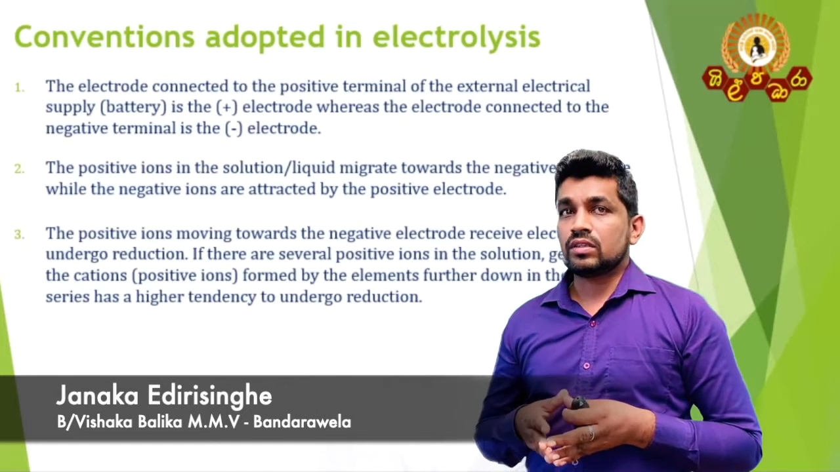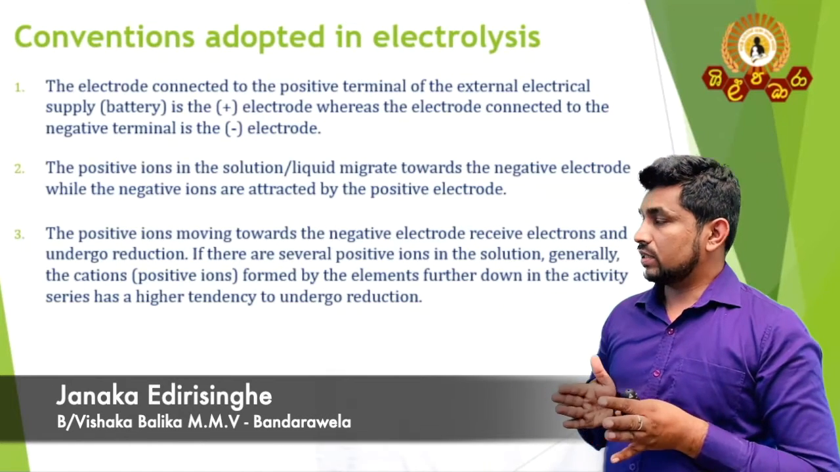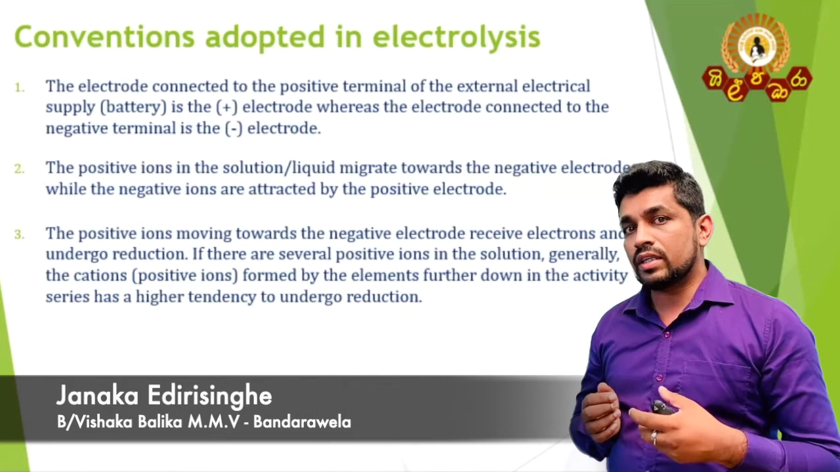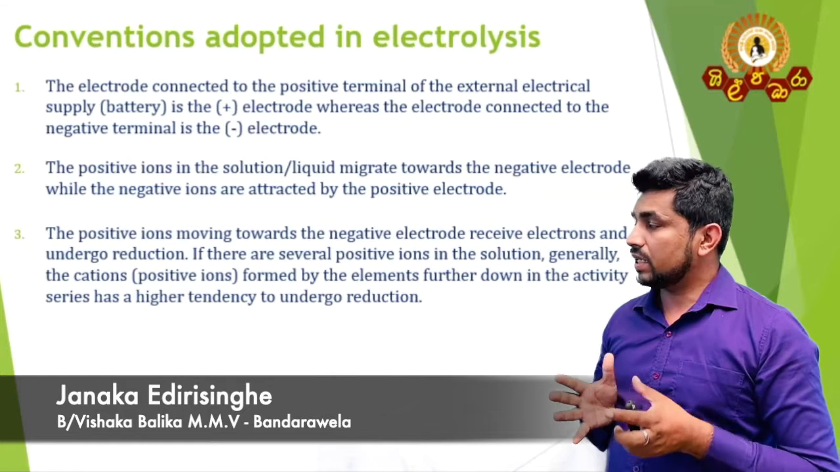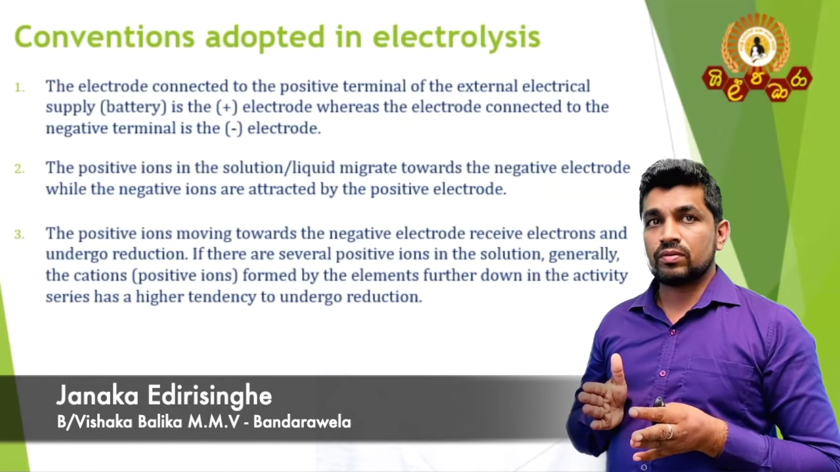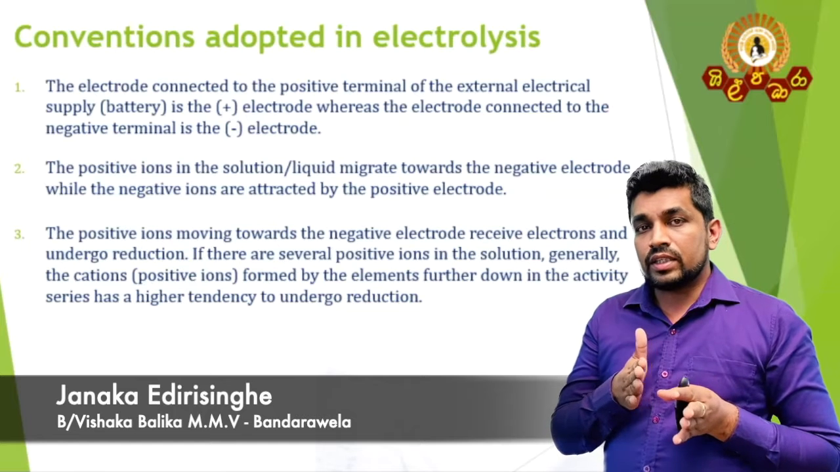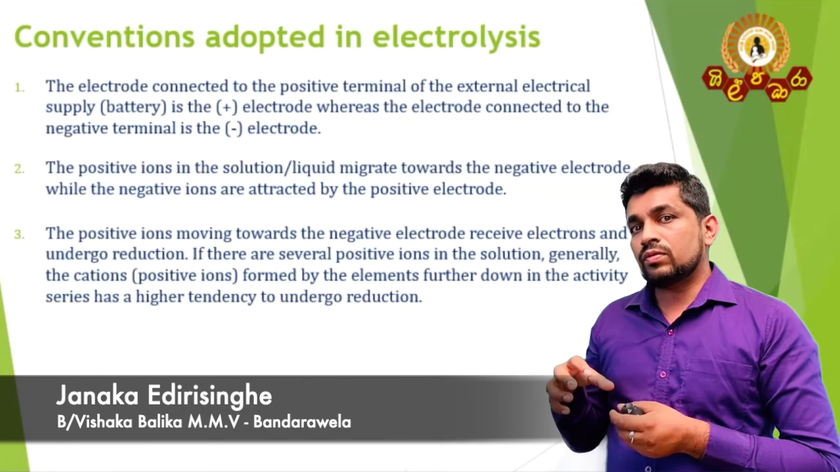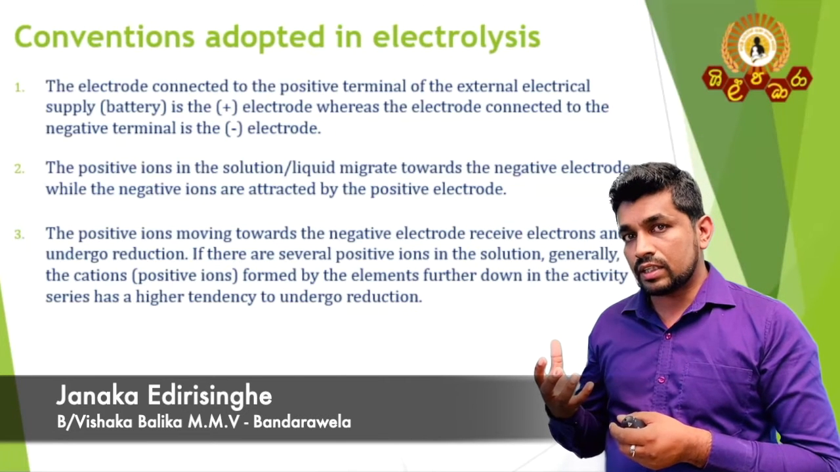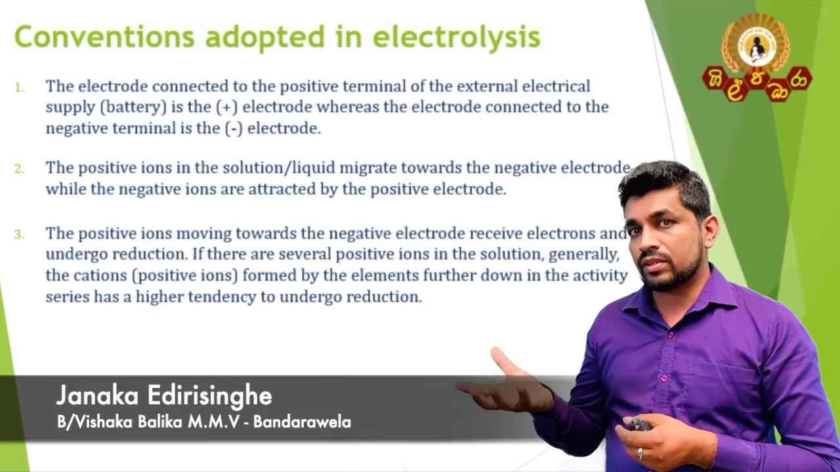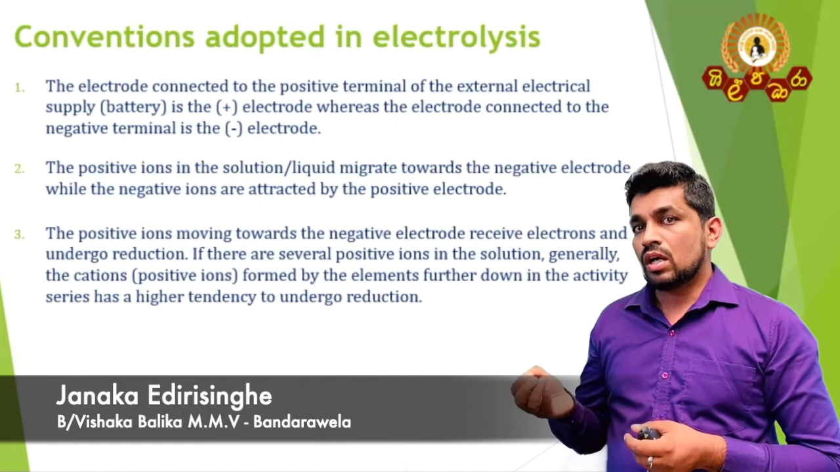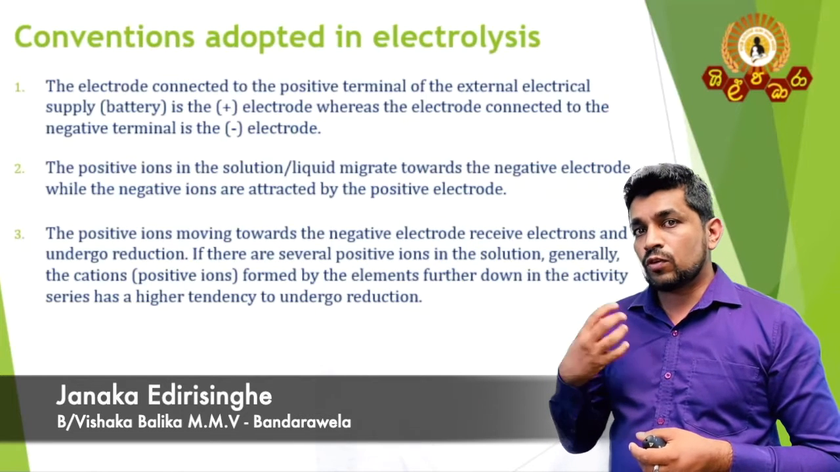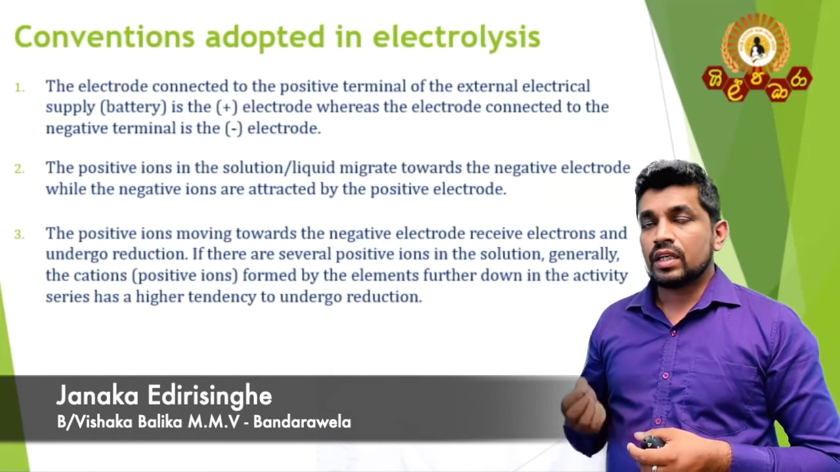Another point: when the positive ions reach the negative electrode, they undergo reduction. What is meant by reduction? When a positive ion reaches the negative electrode, it receives some electrons from the negative electrode, because its negative potential is higher, so it can provide electrons to these positive ions. These positive ions receive electrons and form molecules here, right? That is what happens.